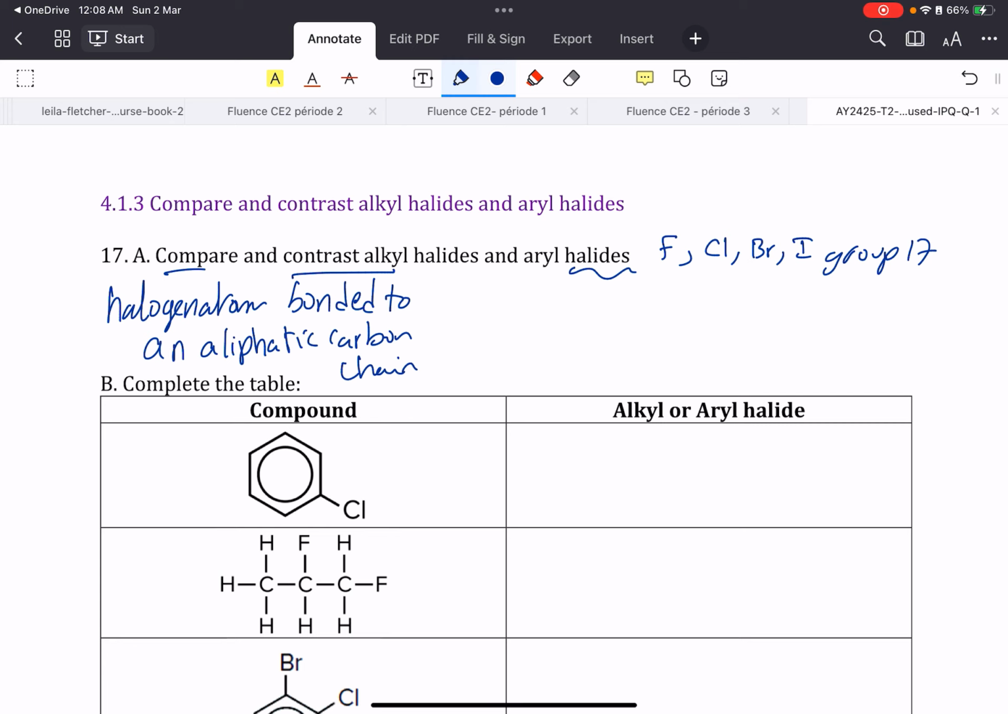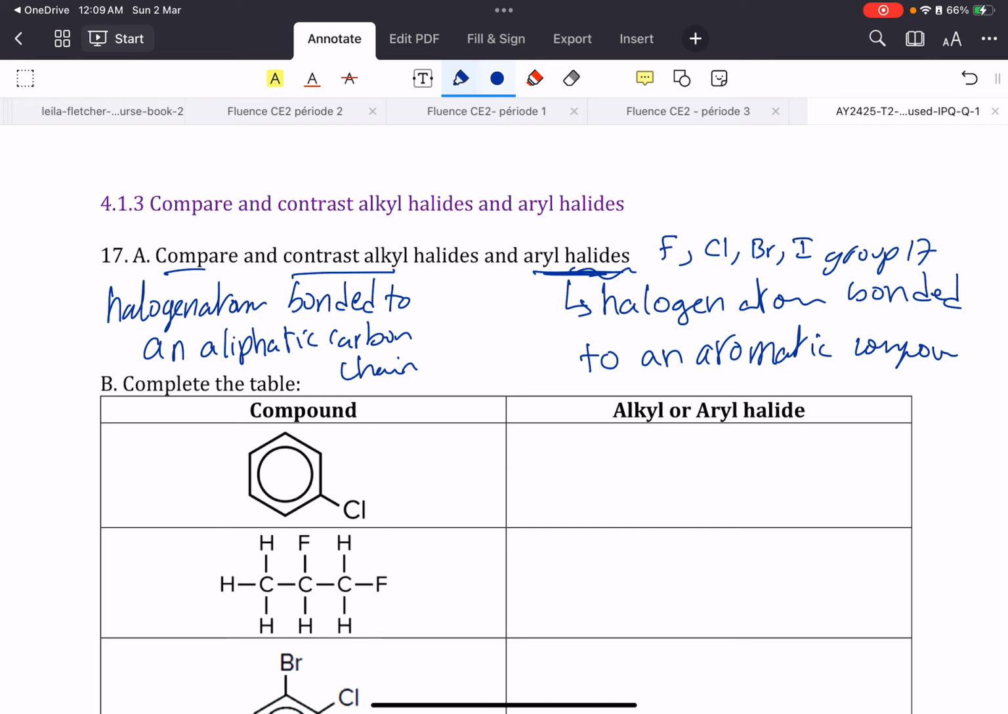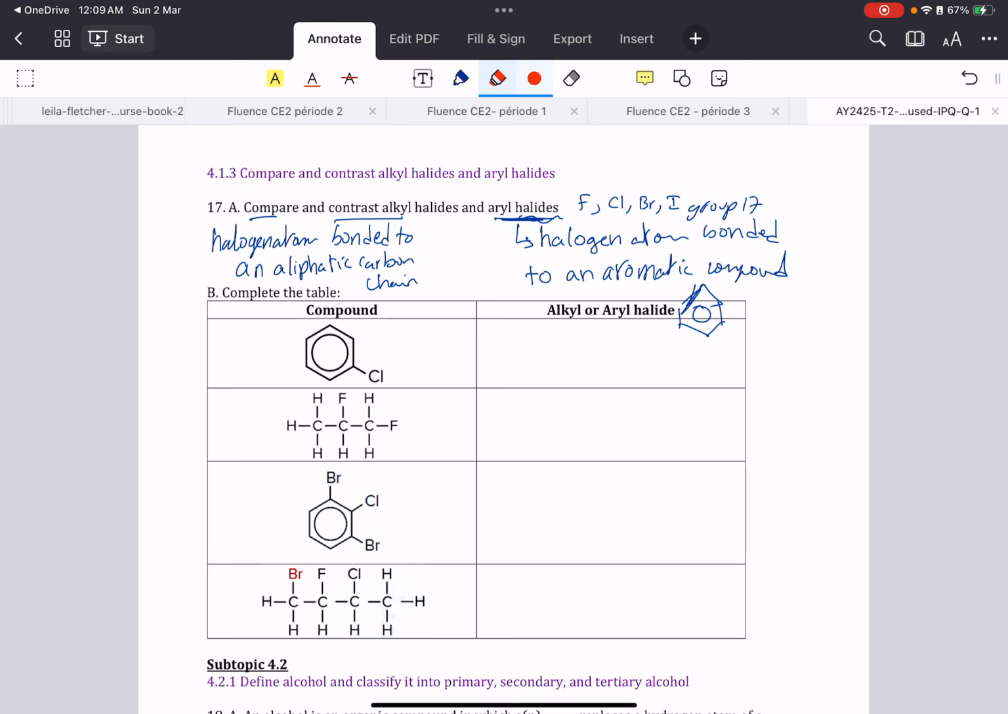Whereas in aryl halides, I have a halogen atom bonded to an aromatic compound, a compound containing benzene. I need to see a benzene ring. So for example, here I see a benzene. So these two examples are aromatic compounds.